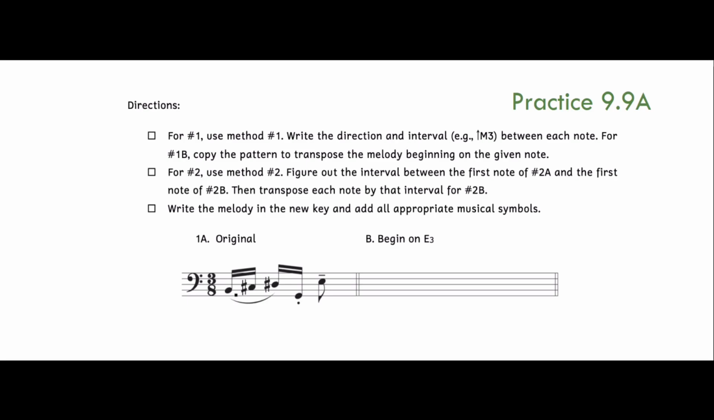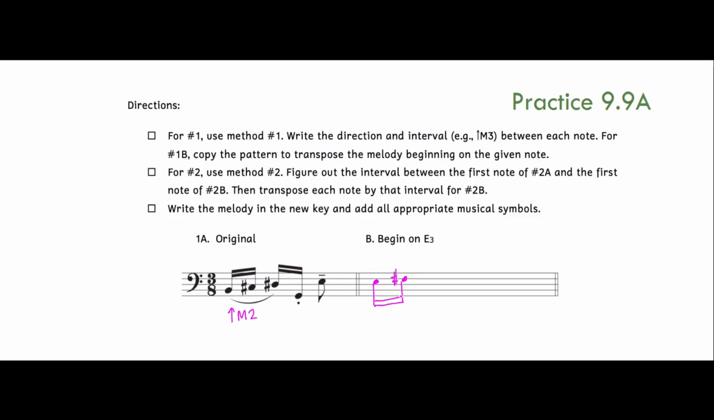So in the original, we need to figure out the intervals between each note. From B to C sharp, that is ascending by a major second or a whole step. So for the melody that we're going to write, we're going to start on E3, which is right here. And now we need to write a major second above E. A major second above E is F sharp. So now our first two notes are intervallically transposed from the beginning. So let's go ahead and make these into 16th notes.